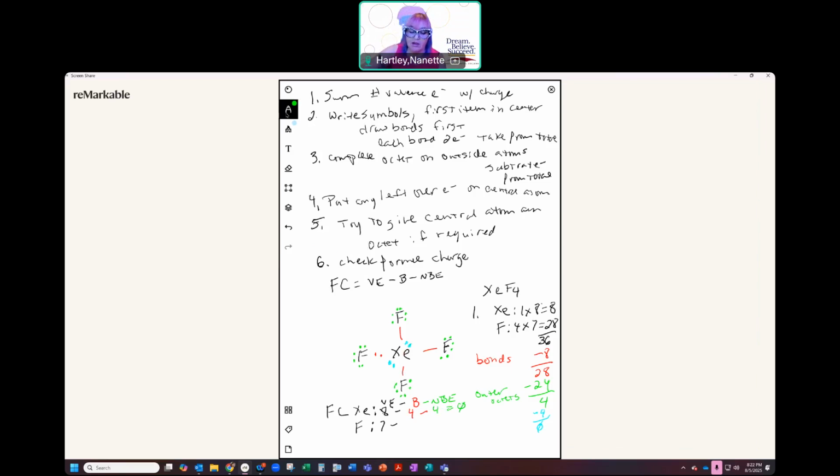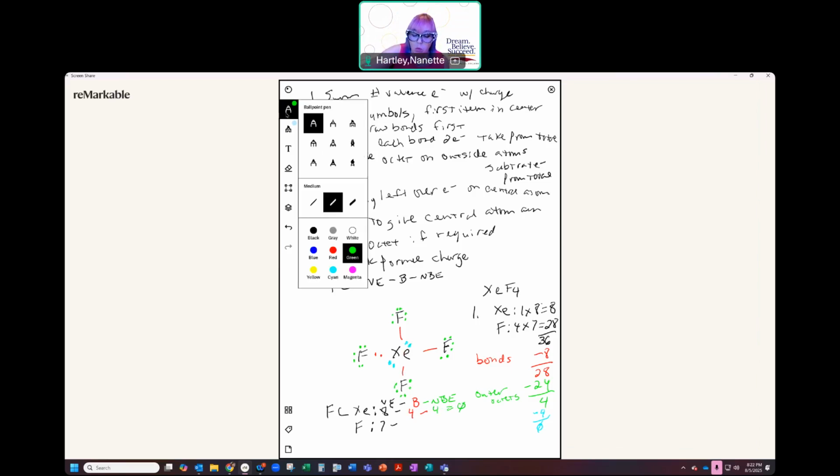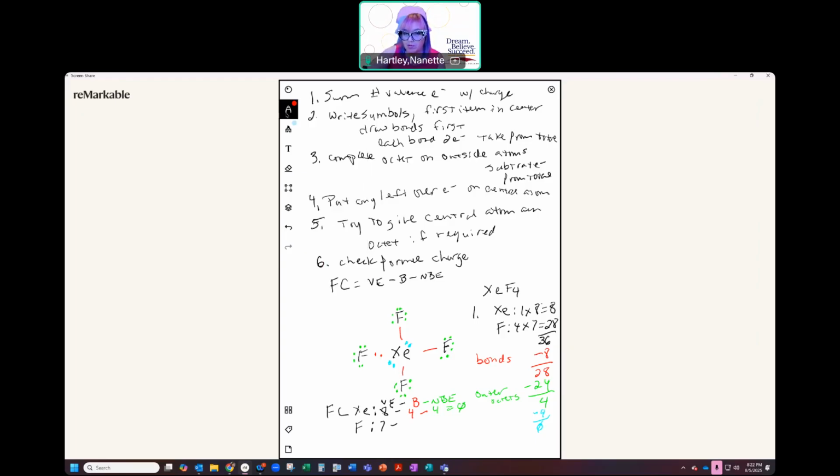Okay. When we look at fluorine, we have 7 valence electrons that we brought to this party. I subtract the number of bonds. Each one has 1 bond, so there's one bond for each fluorine. And then I want to count how many non-bonding electrons there are. So 1, 2, 3, 4, 5, 6. And that means that that is also a zero charge.